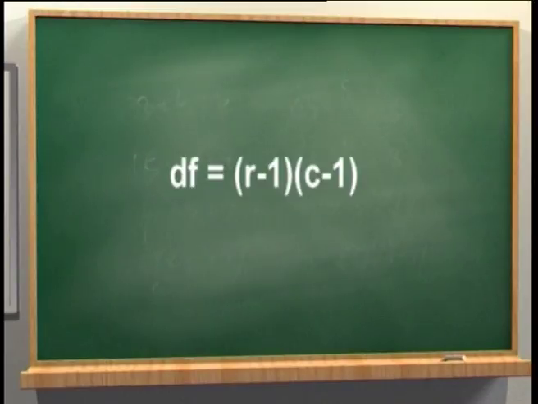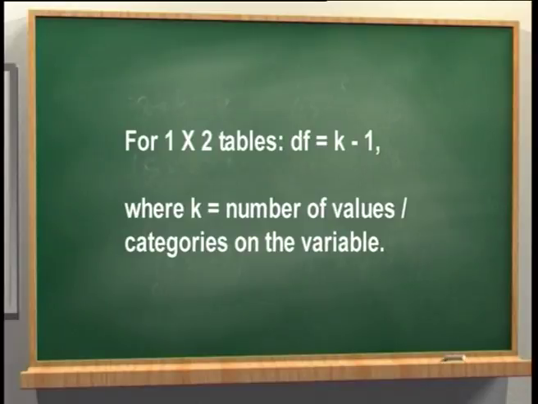The probability we seek depends in part on the degrees of freedom of the table from which our chi-square value is derived. Degrees of freedom. Mechanically, a table's degrees of freedom can be expressed by the following formula. Degrees of freedom, that is df, is equal to r minus 1 into c minus 1, that is row minus 1 into column minus 1. That is, a table's degrees of freedom equals the number of rows in a table minus 1 multiplied by the number of columns in the table minus 1. For 1 into 2 tables, degrees of freedom is equal to k minus 1, where k is the number of values or categories on the variable.